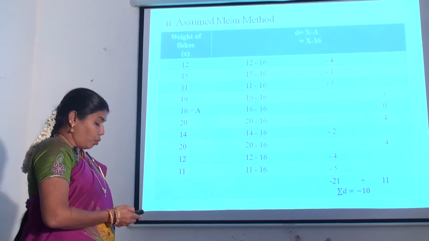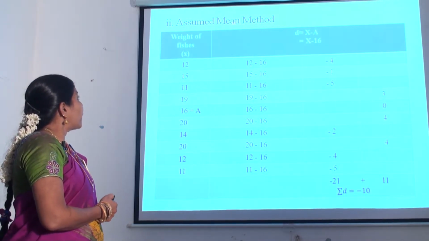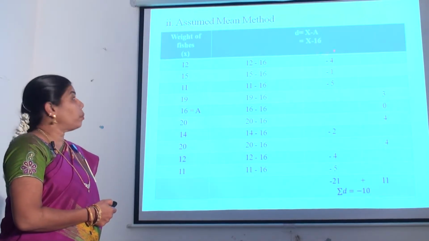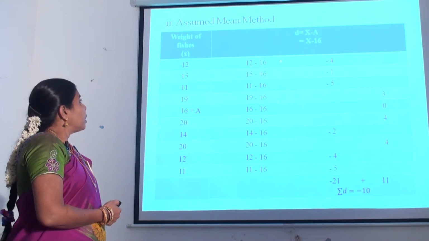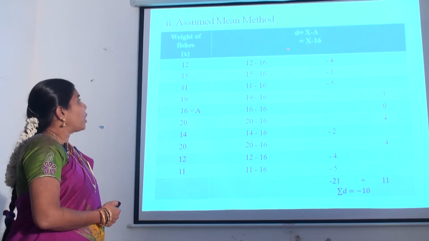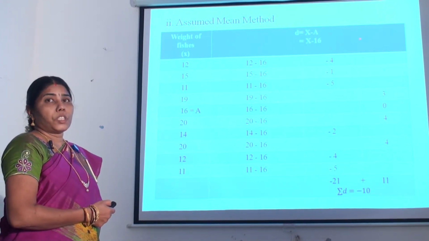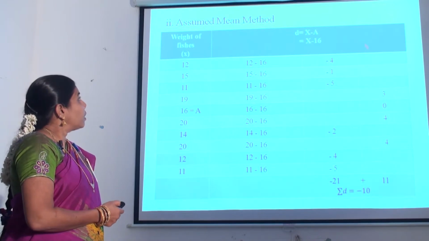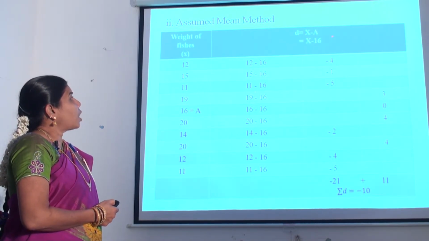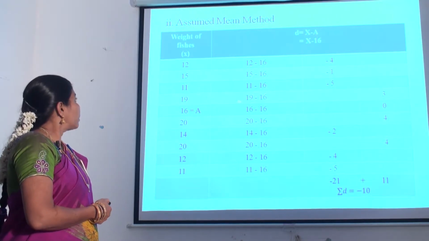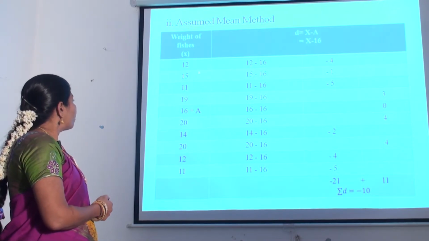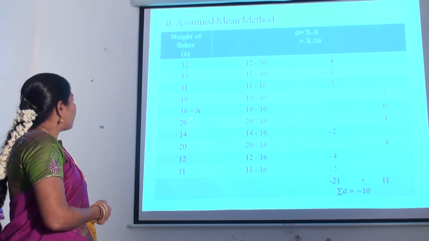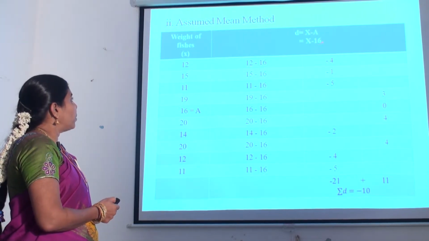Next, now we are going to calculate mean by indirect method or assumed mean method. Weights of fishes are entered in the first column. In the second column, we have to calculate deviation. Deviation is equal to x minus a. Value of an item is x, assumed mean is a. Here we have to choose any one of the weights from the given set. We have taken 16 as assumed mean.